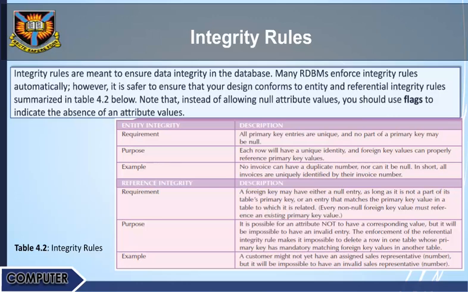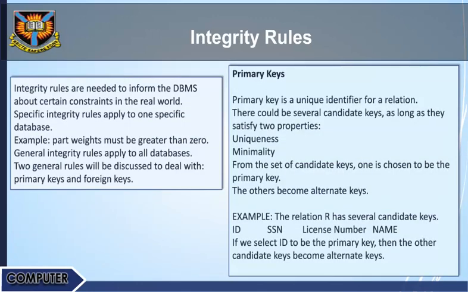Example. A customer might not yet have an assigned sales representative number, but it will be impossible to have an invalid sales representative number. Integrity rules are needed to inform the DBMS about certain constraints in the real world. Specific integrity rules apply to one specific database. Example, path weight must be greater than 0. General integrity rules apply to all databases. Two general rules will be discussed to deal with primary keys and foreign keys.